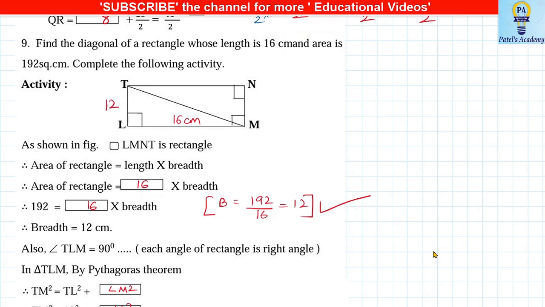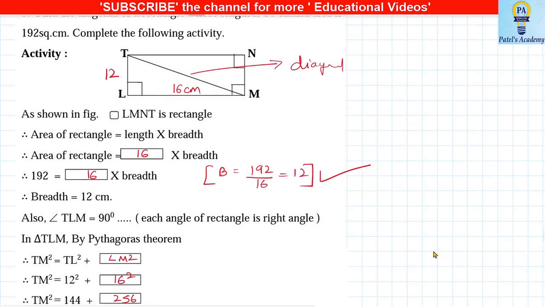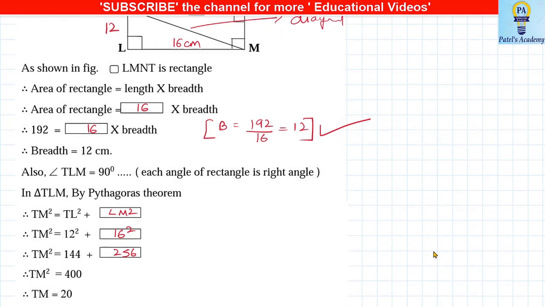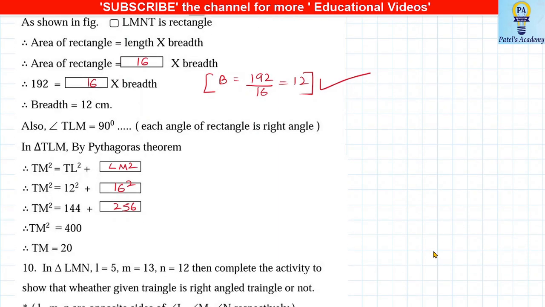So we know the perpendicular sides and we have to find out the diagonal. So that is TM. So we'll write, TM square equals TL square plus LM square, that is 12 square plus 16 square, that is 144 plus 256, 400, and the diagonal is 20.